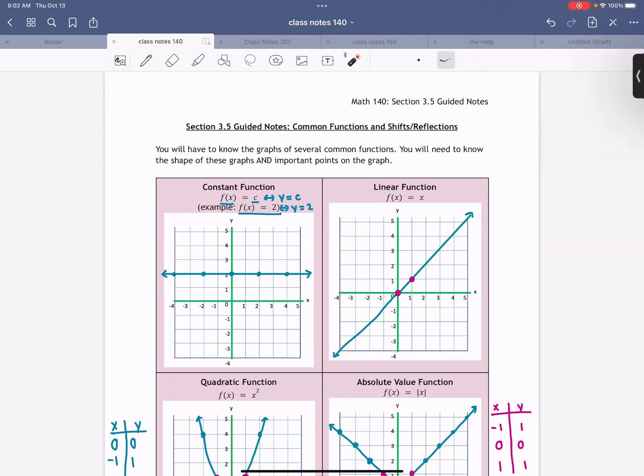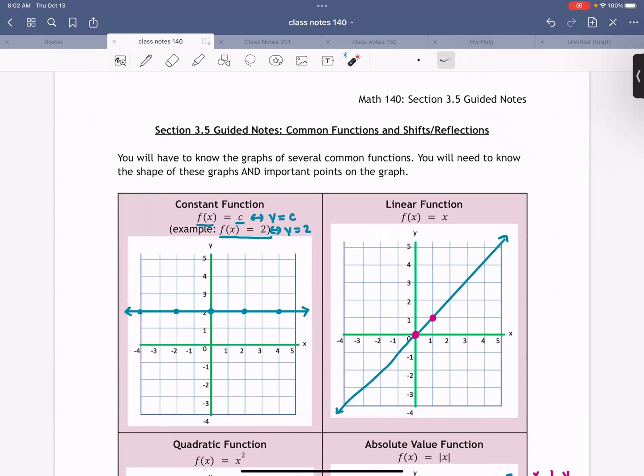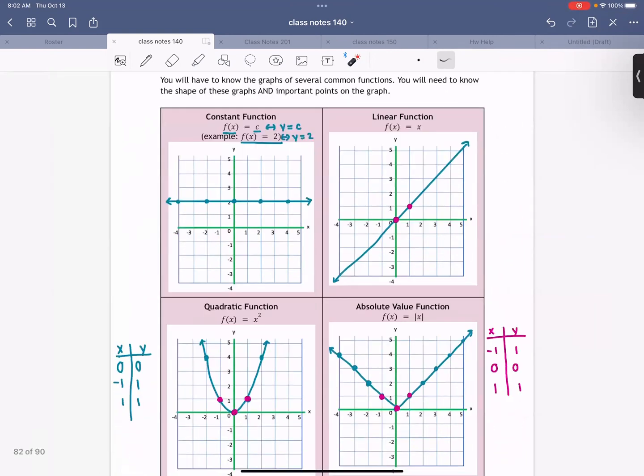Last class, we started this section on common functions and figuring out how to draw graphs that maybe look the same, but are a transformation of the other one, okay? We went through, I think, 8 common functions that I told you you had to know how to draw. And what I mean by know how to draw is know their basic shape. So know if it's a horizontal line or a parabola or a V shape.